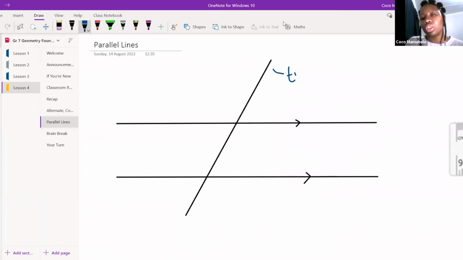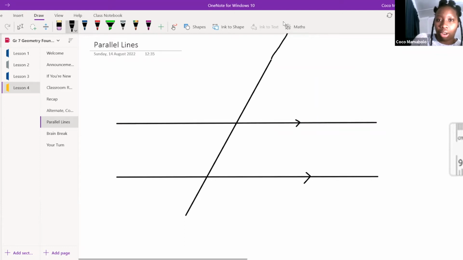This is called a transversal line. A transversal line is a line that crosses two or more other lines. They don't even have to be parallel. This one just happens to be transversal. Here's what I want you to do, because I think I'm going to make this mistake again. I need you to extend this line that way. Make sure that you've drawn quite a long line.